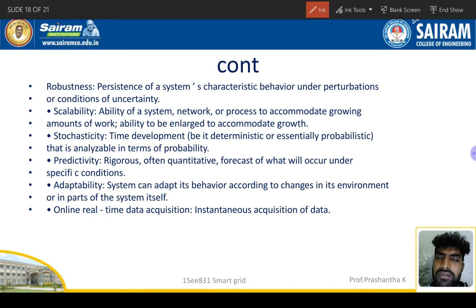And then online real-time data acquisition. Previously we had SCADA and PLC for monitoring everything. Suppose some failure occurs, automatically the actuators get activated. But here it is online real-time acquisition, instantaneous acquisition of data, right?